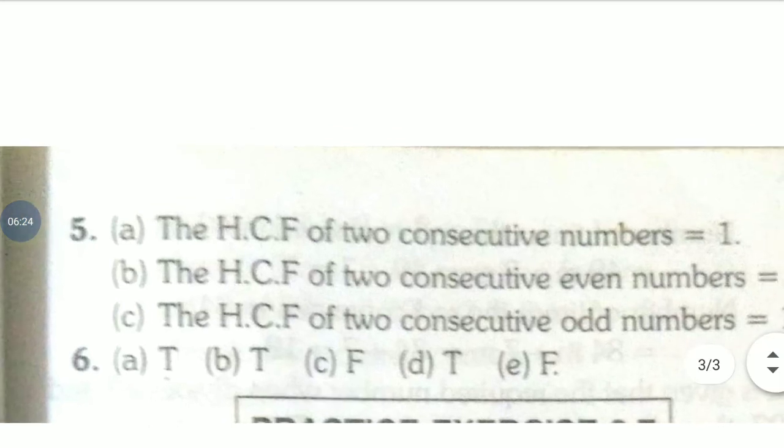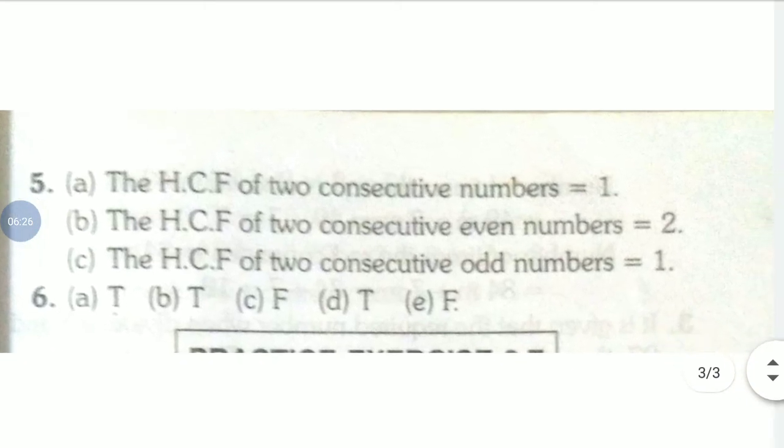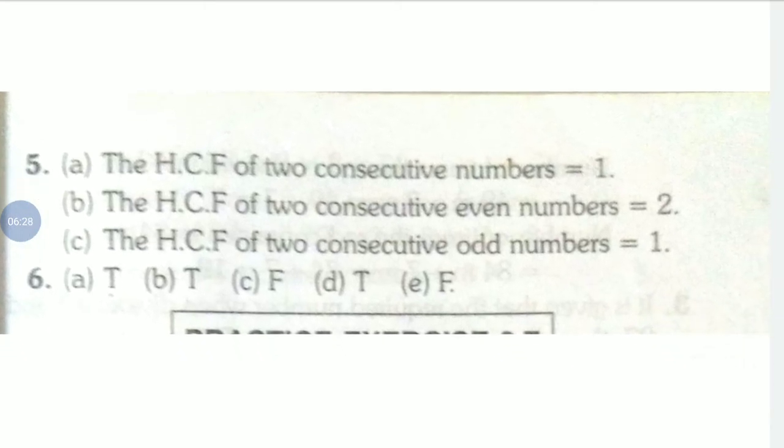Then the next question is the HCF of two consecutive even numbers. If the numbers are even, definitely they are divisible. Both the numbers will be divisible by 2. So the HCF of two consecutive even numbers is 2. And then the HCF of two consecutive odd numbers. Definitely they are odd numbers, so the common factor will be 1.